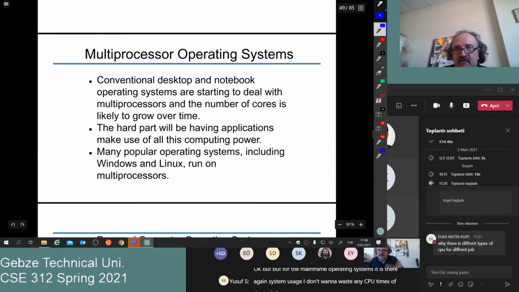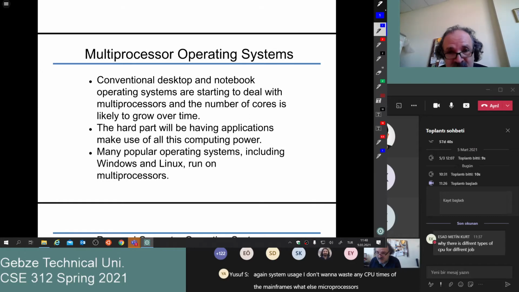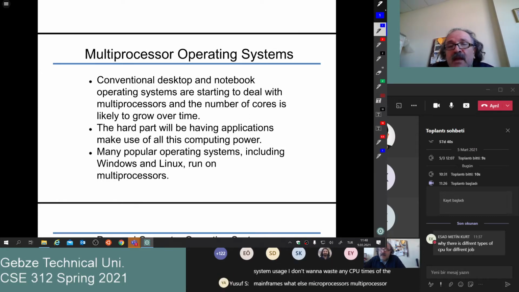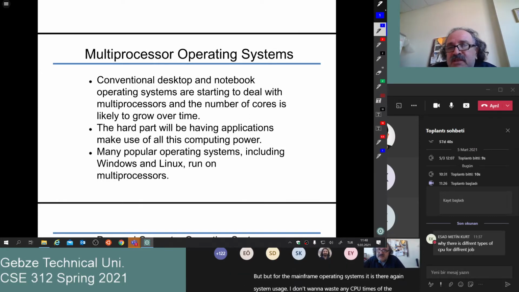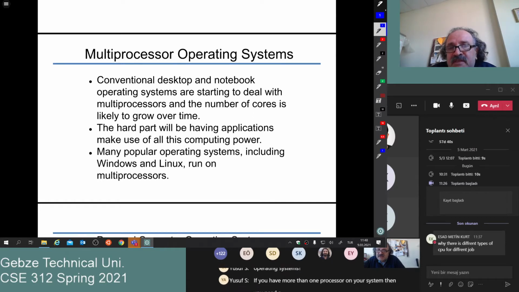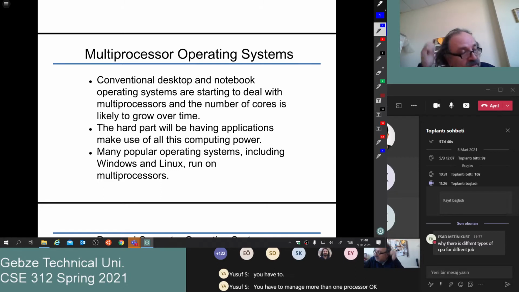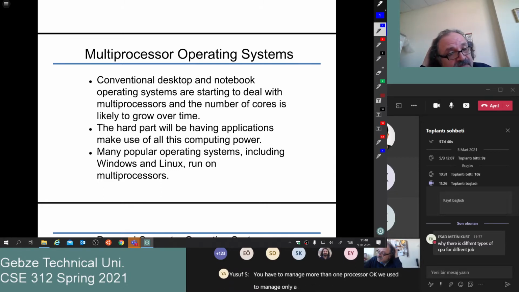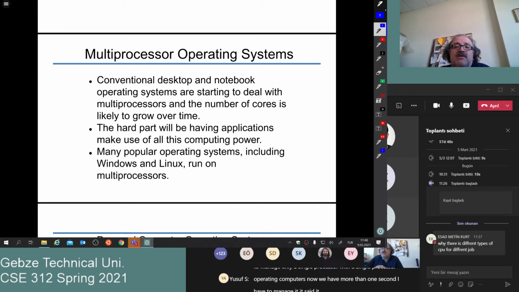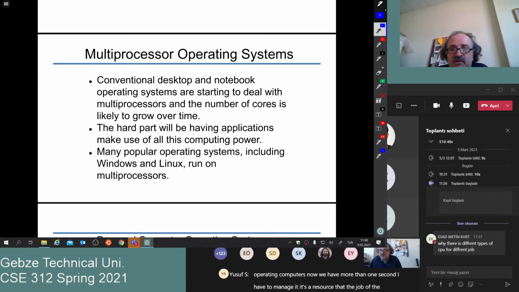What else? Multiprocessor operating systems. If you have more than one processor on your system, then you need a multiprocessor operating system, because now you have to manage more than one processor. We used to manage only a single processor with single-processor computers. Now we have more than one. I have to manage it. It's a resource. The job of the operating system is going to be more difficult.